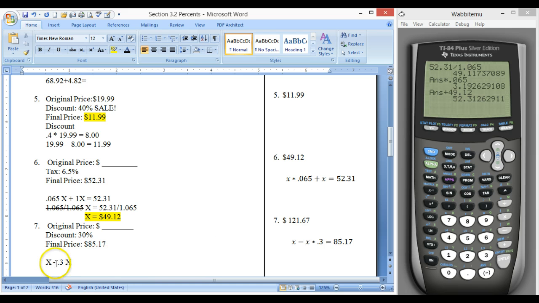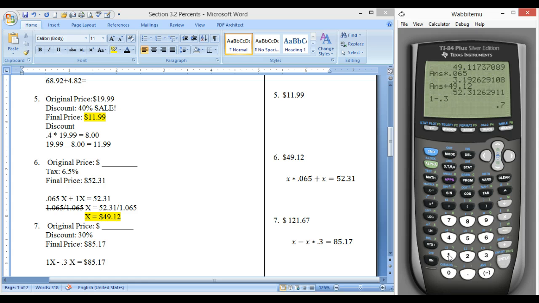Okay, now that I have the original, subtracting 30% of the original price will give me my final price, or what I need to pay at the checkout stand, which is $85.17. So now I need to just work through the equation like we did before. Again, there's nothing in front of the x, so I can put a 1. And now I have 1x minus 0.3x. 1 minus 0.3. If you're not okay with that, go ahead and use your calculator. It's like saying 10 minus 3, but you have a decimal place in there, so we have 0.7.